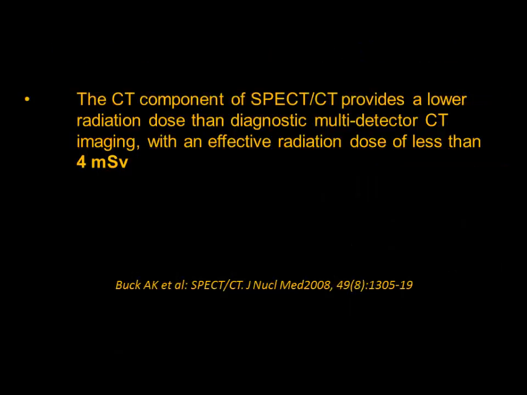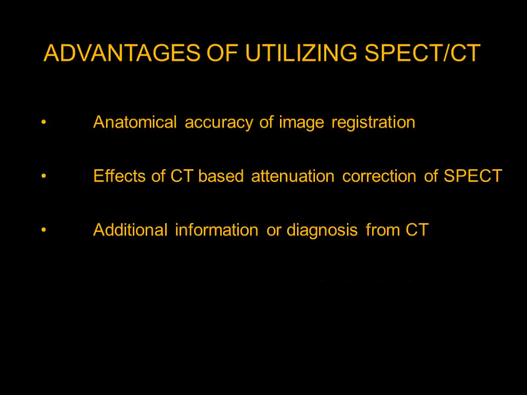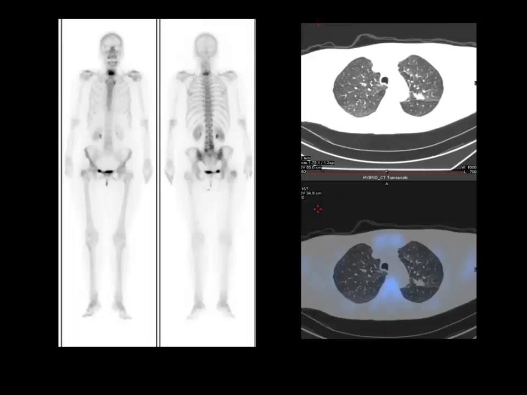The CT component of the SPECT CT provides a lower radiation dose than diagnostic multi-detector CT. It's about 4 millisieverts. Advantages of utilizing SPECT CT: anatomical accuracy of image registration, effect of CT-based attenuation correction of SPECT, and additional information for diagnosis from CT. So that is the benefit of this, if you do a SPECT.